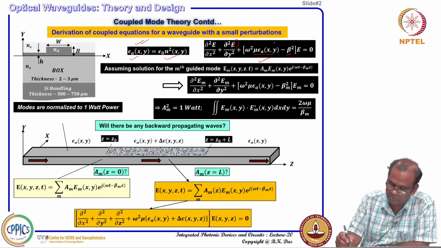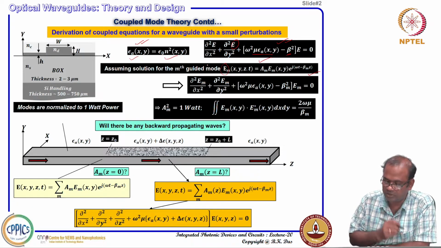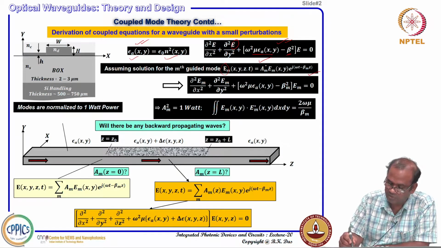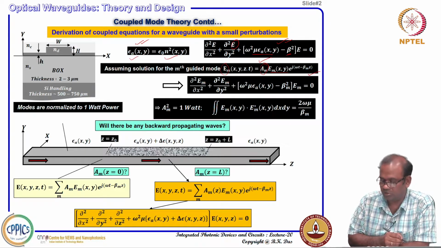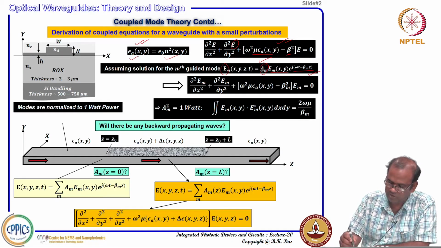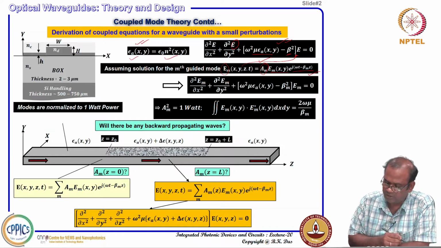If you see this differential equation, you can assume this form of solutions. That means the electric field is a scalar. I am not considering a vector because it is only oscillating in a certain direction. So, the dominant electric field E(x, y, z, t) will have some amplitude A_m and profile E_m for the mth mode, the electric field distribution E_m(x, y), and the phase part omega t minus beta_m z. If you insert this into the equation, you get the differential equation for the mth eigenmode.